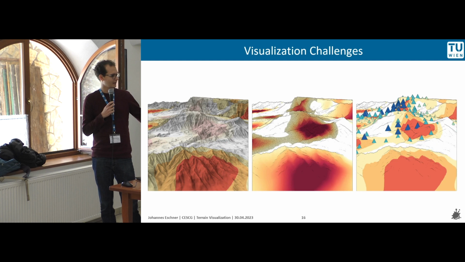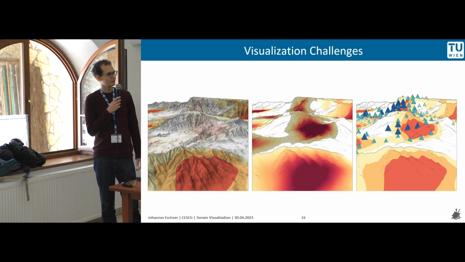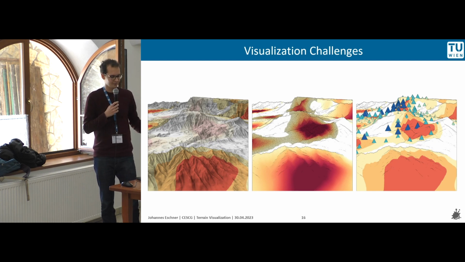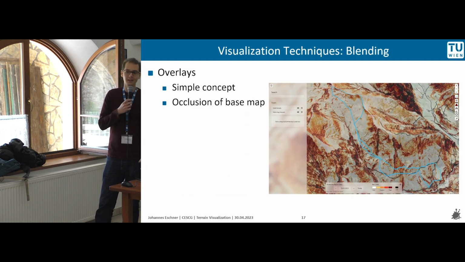One was the terrain itself, then one was a risk level, and the third one was the uncertainty of that risk level. And here in the third picture you can see that they encoded the uncertainty then with some glyphs overlaid on top of the risk level. And you can see the more information you put into this visualization, the more cluttered it gets, of course.